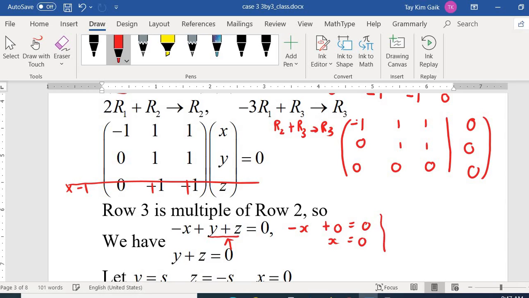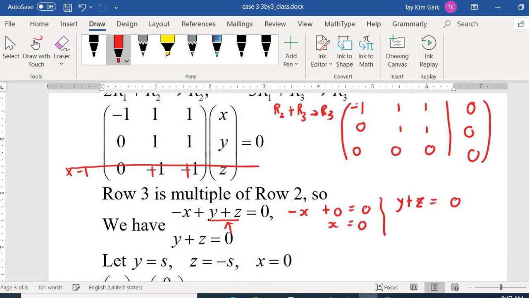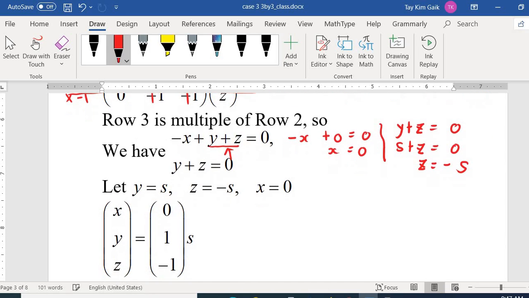Okay, and then from your y plus z equal to 0, if I let y equal to s, so s plus z equal to 0. That's why z equal to negative s. We put back the x, y, z. The x we obtain is 0, y is 1s, and z equal to negative 1s. By letting s equal to 1, we find the eigenvector 1, v1, is exactly 0, 1, negative 1.